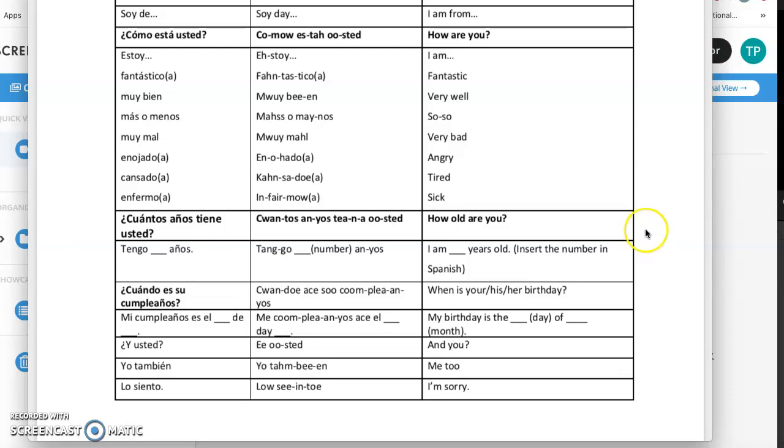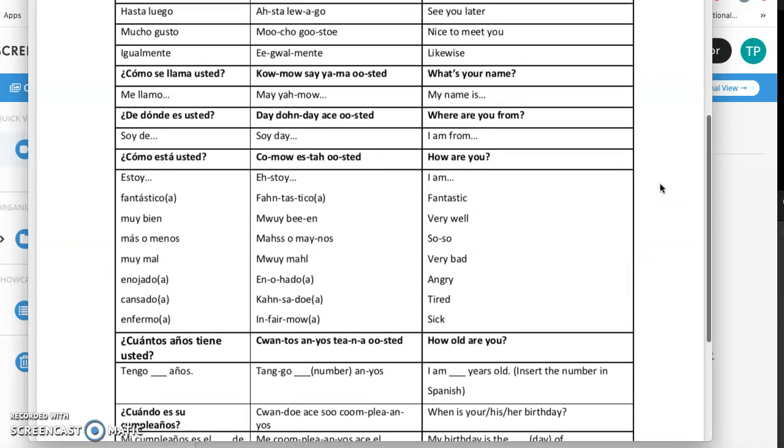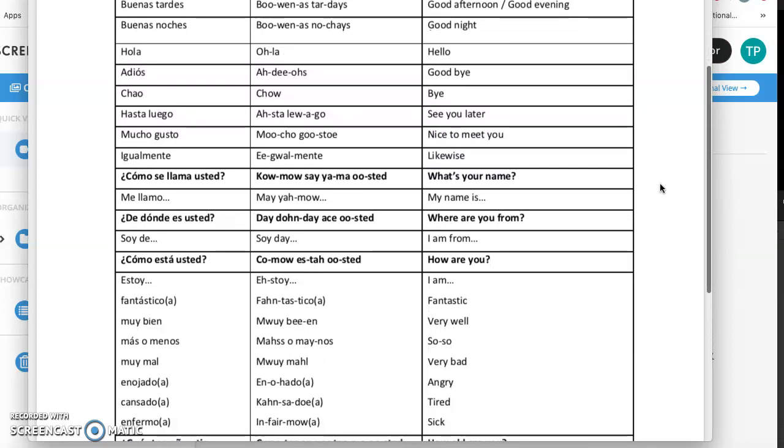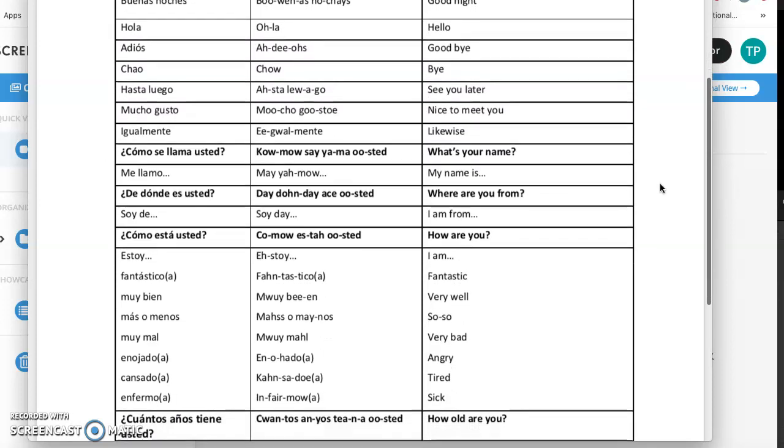All right, clase, a few things that I want to go over. Okay, if you notice in bold, your questions are in bold. So for example, the first one you see is ¿Cómo se llama usted? That means what's your name? Okay, your answer to that, you would answer that question using the phrase underneath. So you would say me llamo and then your name.